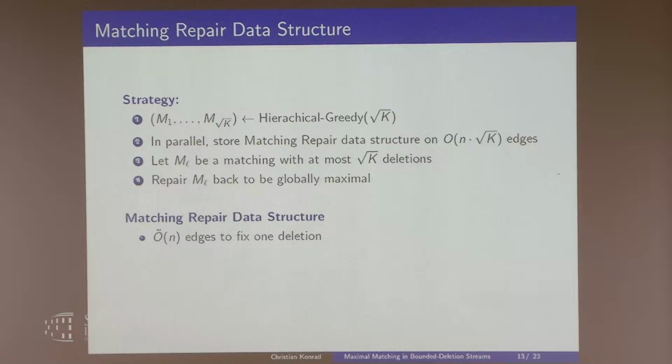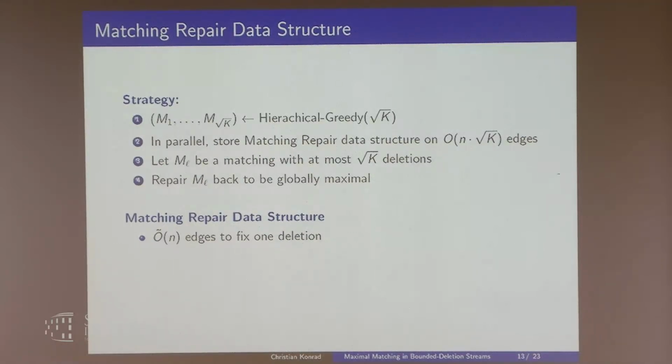So what is this matching repair data structure? In essence, we fix one deletion at a time. And to fix one deletion, we only need O tilde n edges. In fact, we will see that once you fix one deletion, you just copy this structure. You do the same process root k times in parallel, and this will fix all deletions. So once you understand one deletion, then it's not very difficult to go to repairing k deletions.